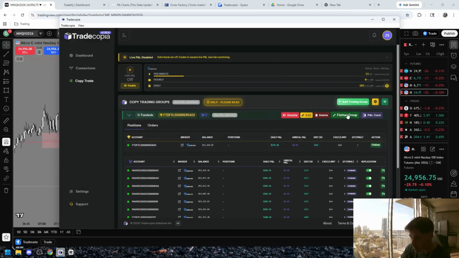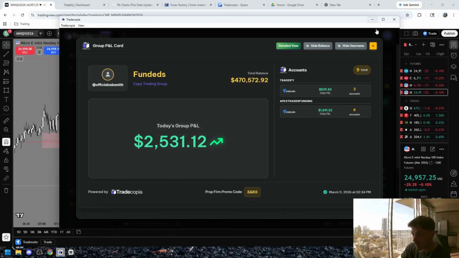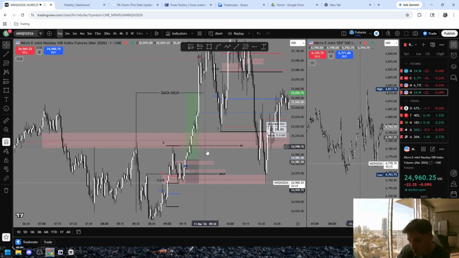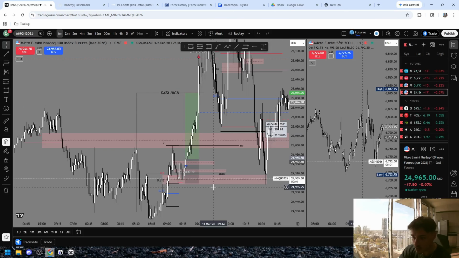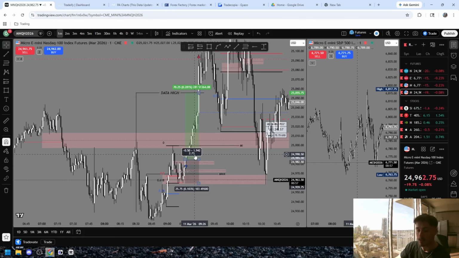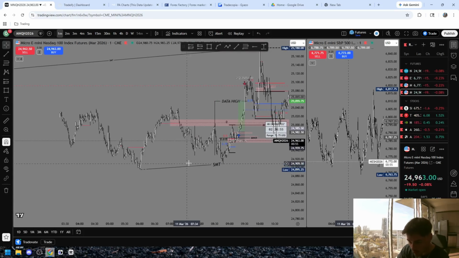$280 on each account, so a total of 2.5K today. Beautiful day, pre-market trade. Didn't want to risk that much, so I only put $100 risk on the table to make almost $300. So very good risk reward. You guys can see here, 2.7 risk reward, and this trade was just a very nice setup.